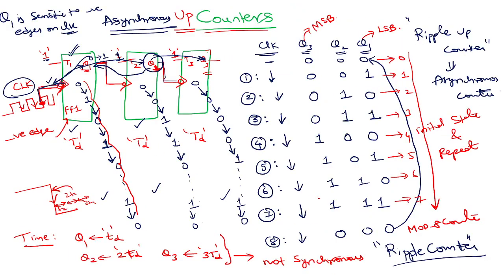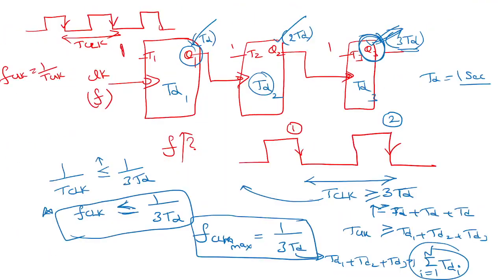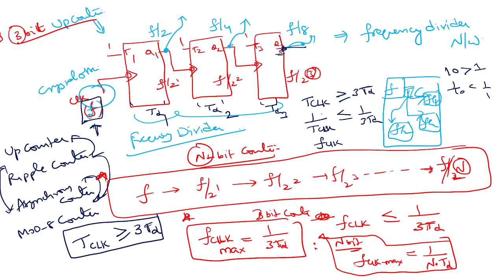These are the up counter discussion. Similarly, one can do down counter discussion. So what happens is this: we already know this, we already have studied it. I'm repeating again.